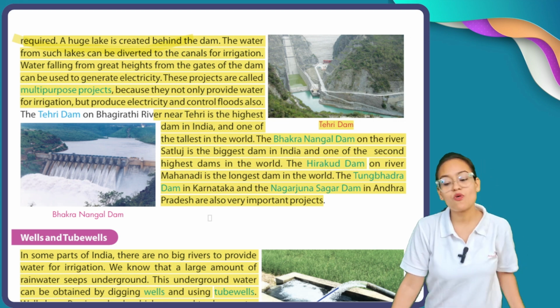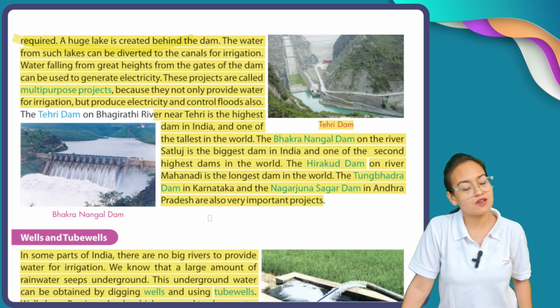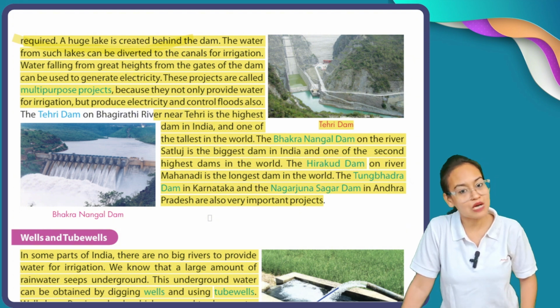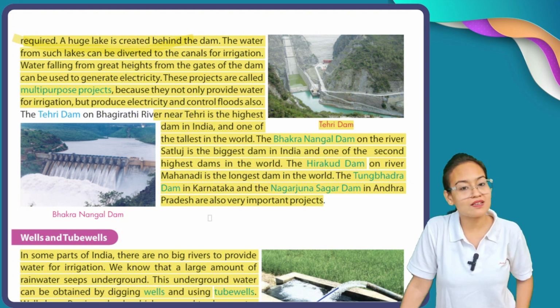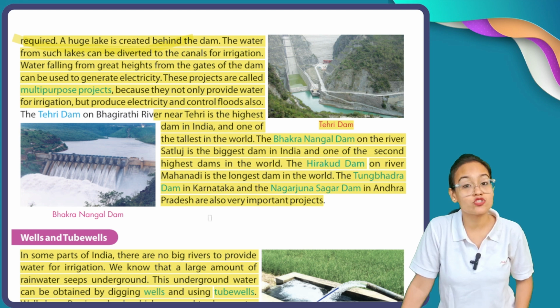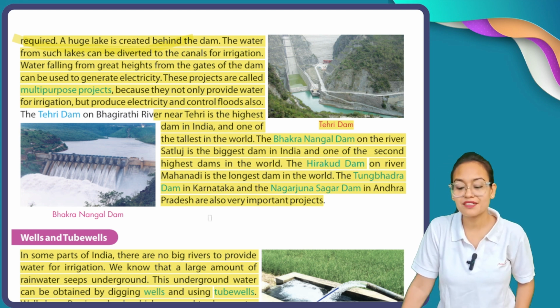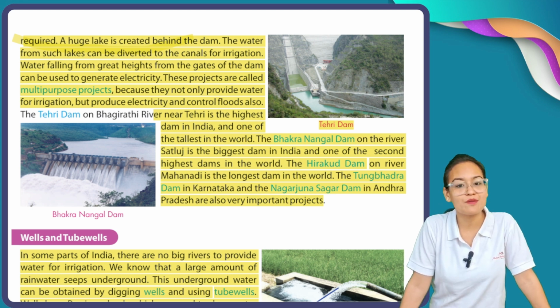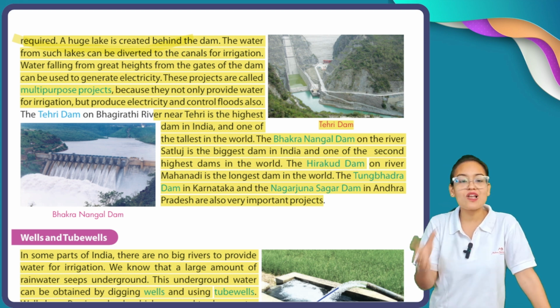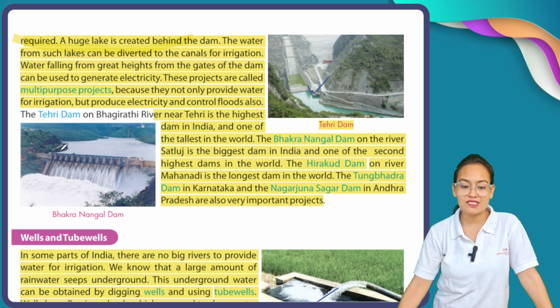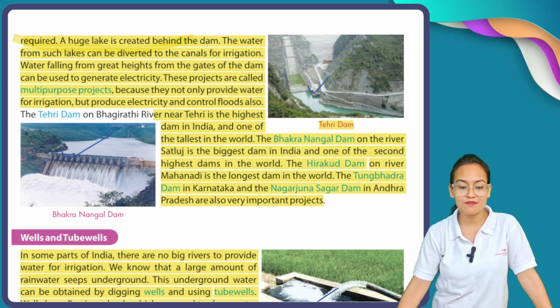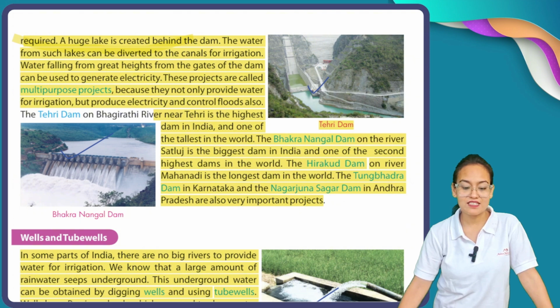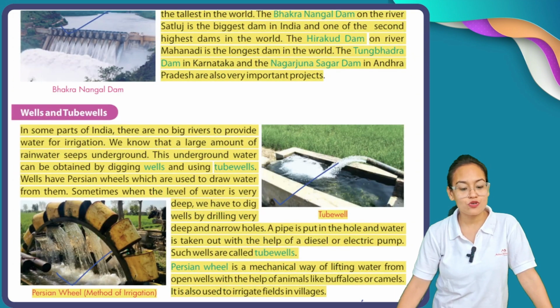Apart from all these dams, we have several dams constructed in South India, like the Tungabhadra Dam, which is present in Karnataka, constructed on the Tungabhadra River. Nagarjuna Sagar Dam in Andhra Pradesh is also a very important project. So this is all about our dams. Here you can see the picture of the Tehri Dam, and this is a picture of the Bhakra Nangal Dam. So in this way we construct dams.